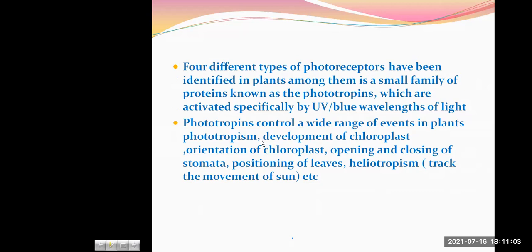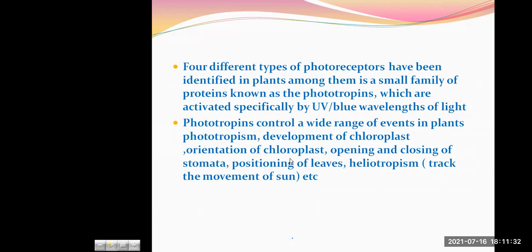Like they control phototropism. Phototropism means, photo means light and tropism means movement. Development of chloroplast. Chloroplast develops in stages. First, some thylakoids are formed, then thylakoids get into compact form to form grana. This is the development of chloroplast, and for development of chloroplast, phototropins are involved.